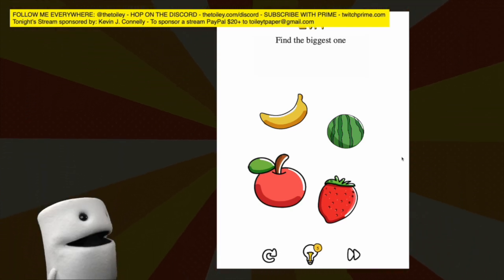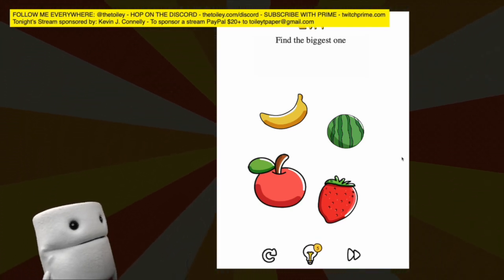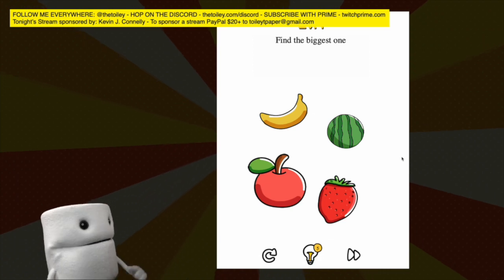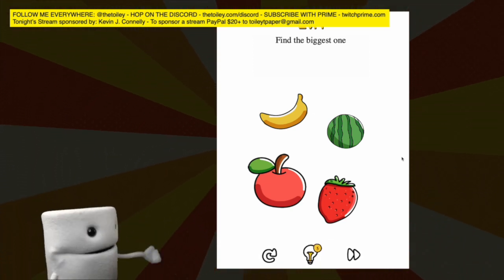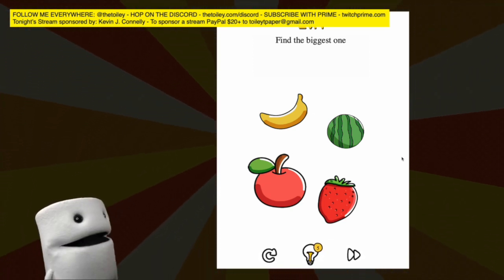So this one's called Brain Something. And this first one says, find the biggest one. So we have to click on the biggest one.